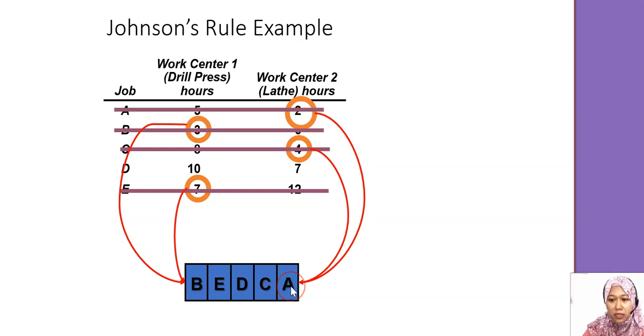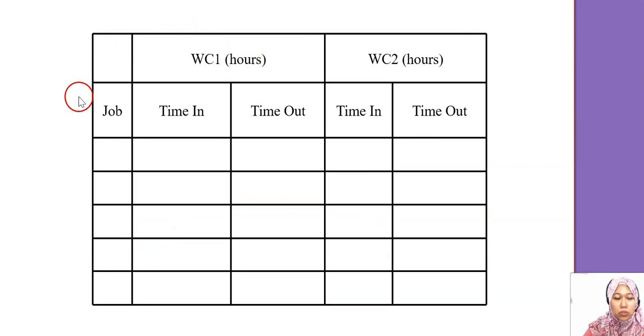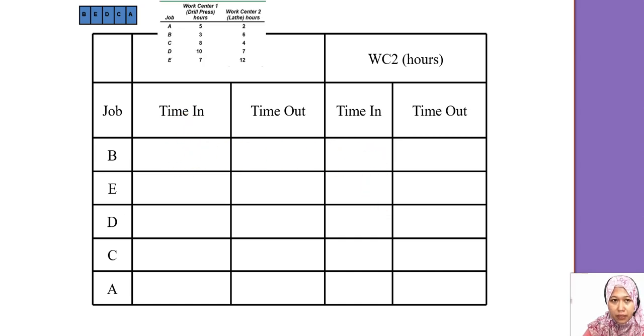So where do we use B, E, D, C, A? We will use it in this table, which we call the in and out table. First is machine 1 and these are machine 2. The jobs that we have ordered, B, E, D, C, A, we put here. Remember, these are the information given.